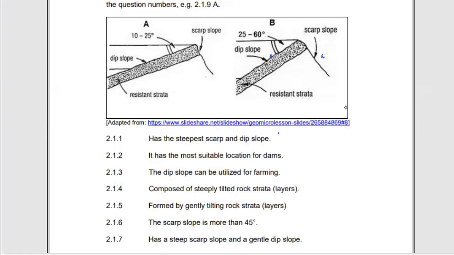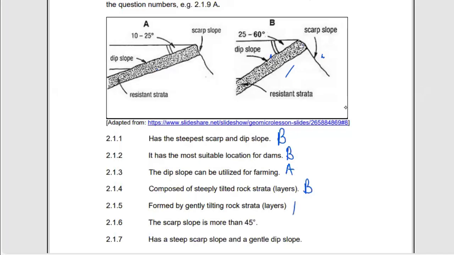The steepest is B. Then, the most suitable locations for dams. Dams are most suitable where we have steeper, hard and resistant rock. We can have them at B. The dip slope can be utilized for farming. The dip slope here, where it's gentle, is where we can use it for farming. It's A. Then composed of steeply tilted rocks. Steeply tilted is B.